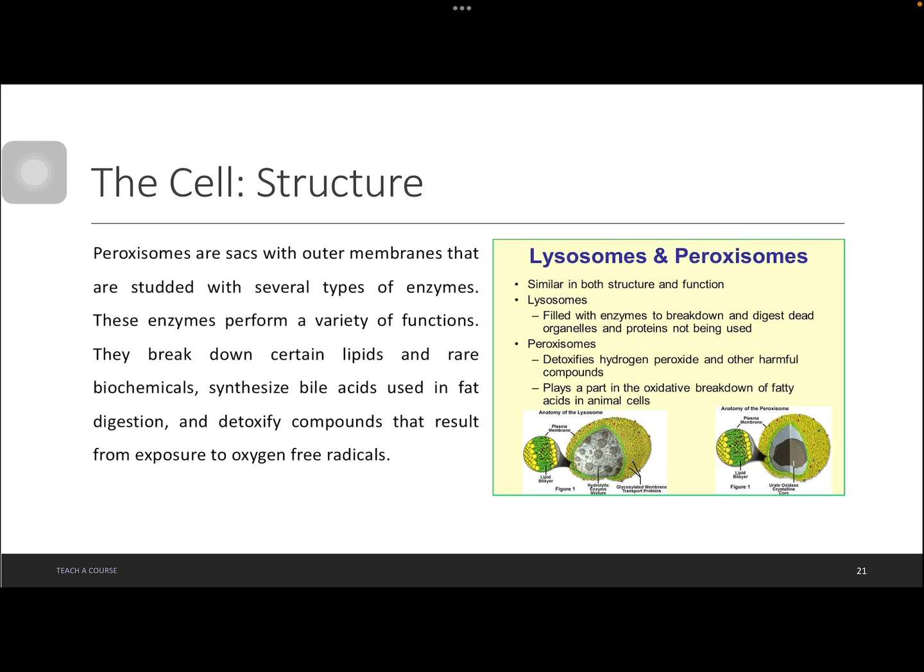Siya po bahala doon. And aside from that, if there is accumulation of fatty acids or glycerols inside the cell, si peroxisome din po bahala doon. Mas focus po si peroxisome sa mga acidic, o sa mga mas matatapang na compound pagdating sa pag-digest, kumpara kay lysosome, na nagdi-digest naman ng protein and of course dead organelles. Si peroxisome naman po is of course si hydrogen peroxide and some fatty acids.